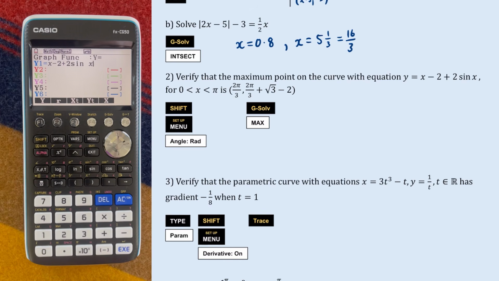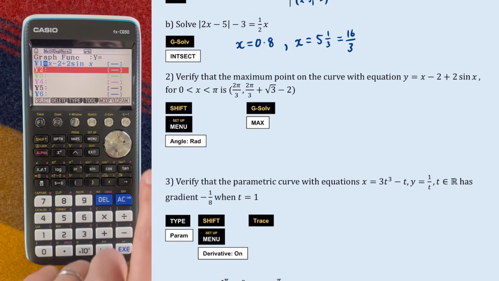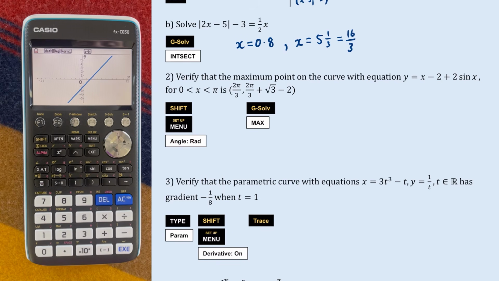Now we're talking about a maximum point on this curve in this particular range. So we're doing some calculus here, which means that we shouldn't be in degrees. So we're going to switch this in a second and make sure that it's in radians. Okay, let's draw the graph. Not going to look very good right now.